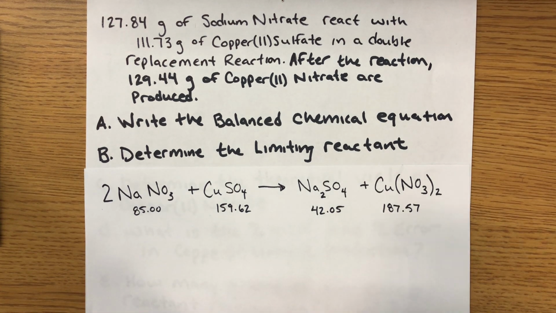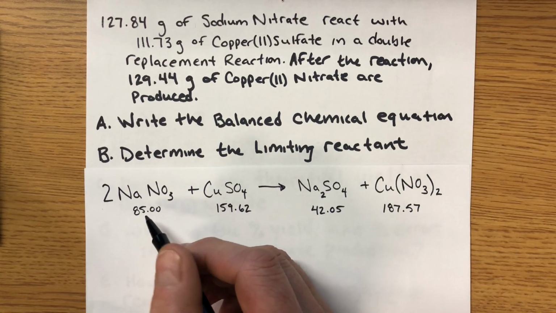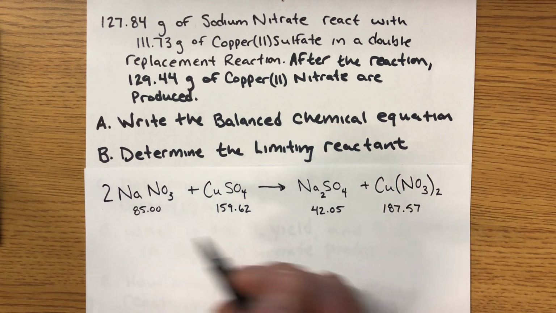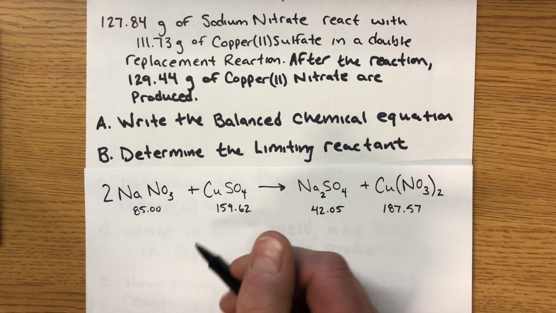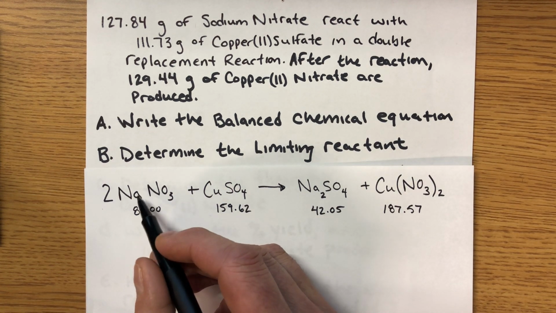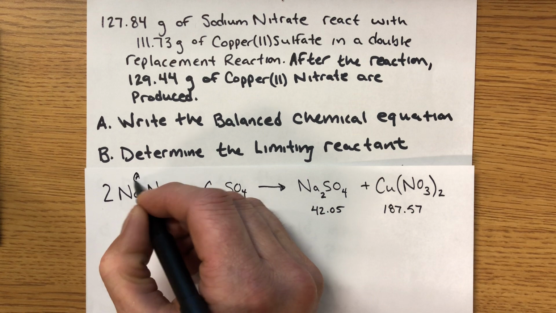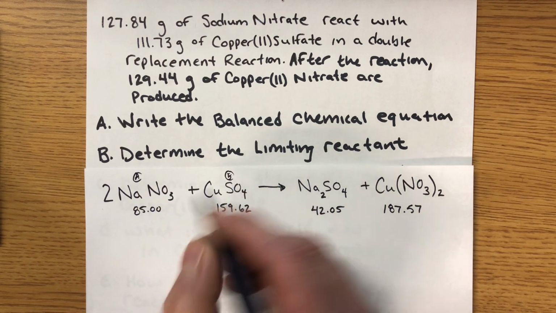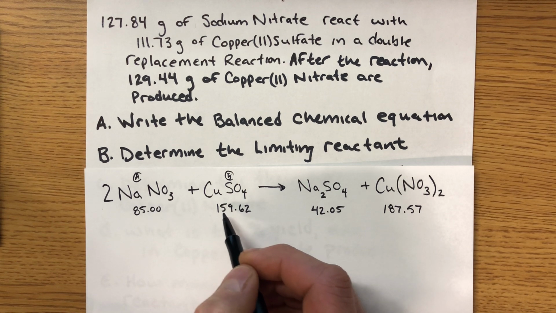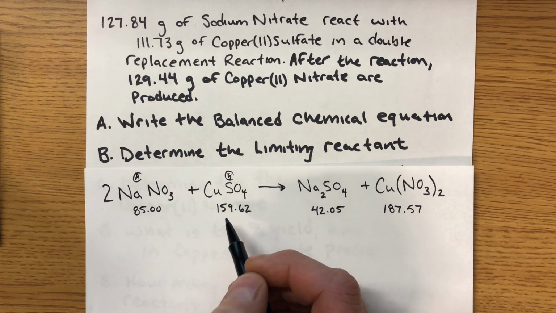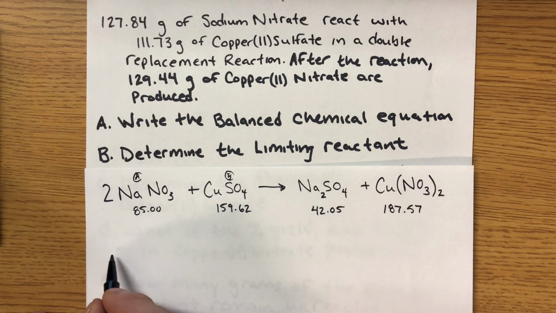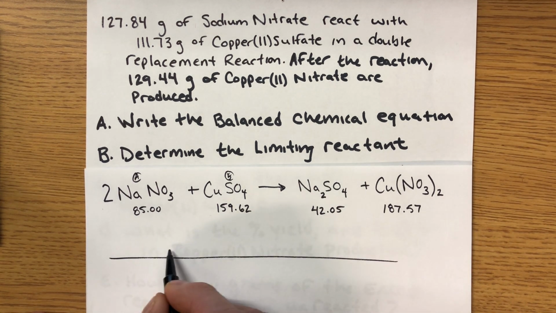So remember, in a limiting reactant problem, what we want to do is basically define one of the reactants as chemical A and the other as chemical B. And then we're going to see if all of chemical A, which I'm going to make this one here, and this one chemical B, if all of the sodium nitrate reacts away, how much copper sulfate would it require to make that happen? And so we do that with dimensional analysis, gram to gram stoichiometry. So let's go ahead and plug those things in here.